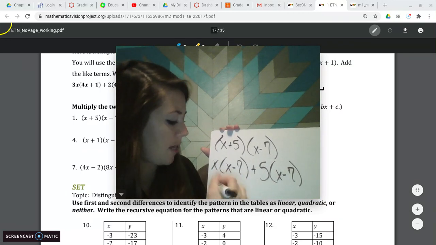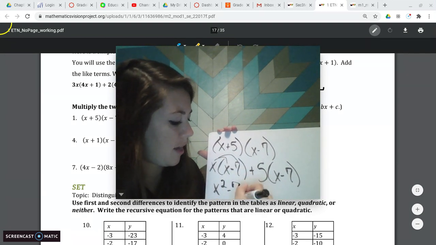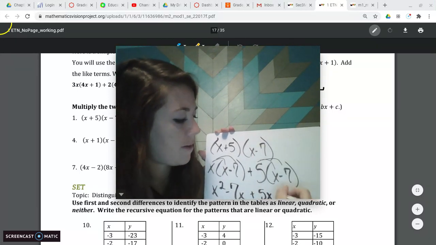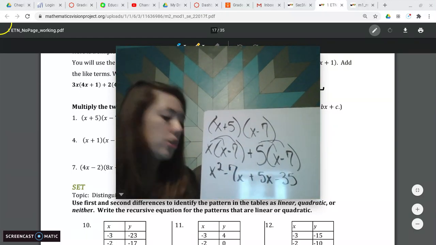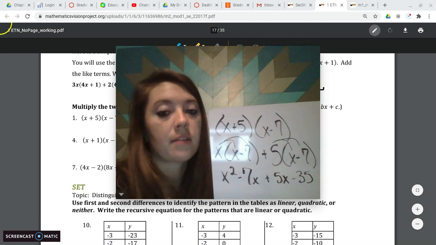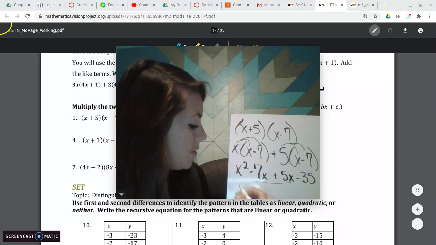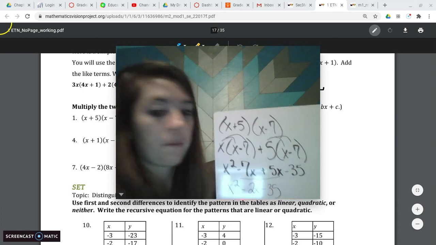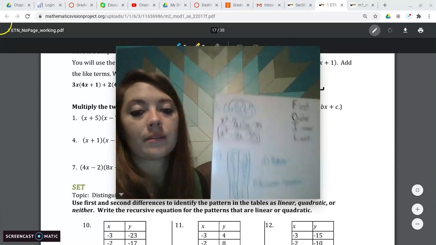So x times x is x squared. X times negative 7 is negative 7x. 5 times x is 5x. 5 times negative 7 is negative 35. You're probably noticing how this is very similar to what we just did in FOIL, but without having to rewrite it. Combine our like terms: x squared minus 2x minus 35. So exact same answer both ways.